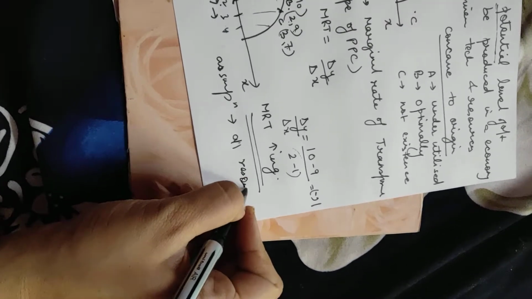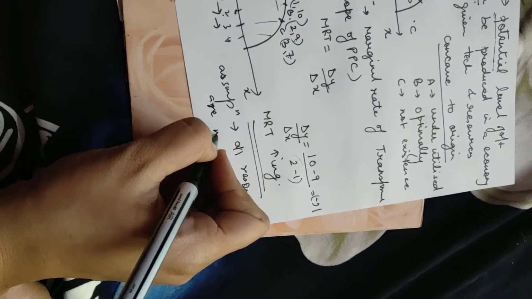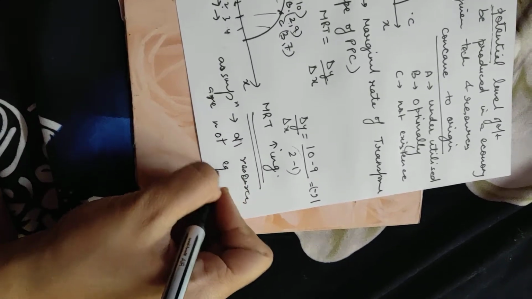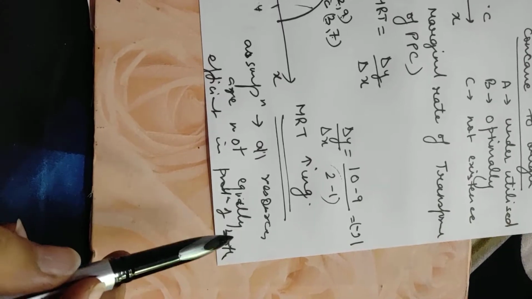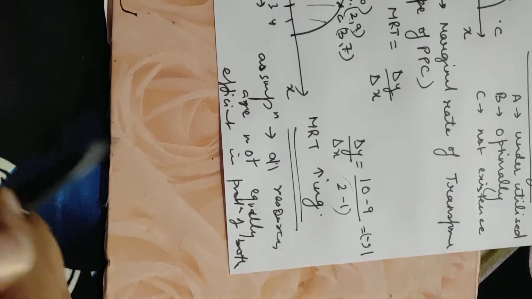All resources are not equally efficient in production of both the goods. That is why we have concave shape of PPC.